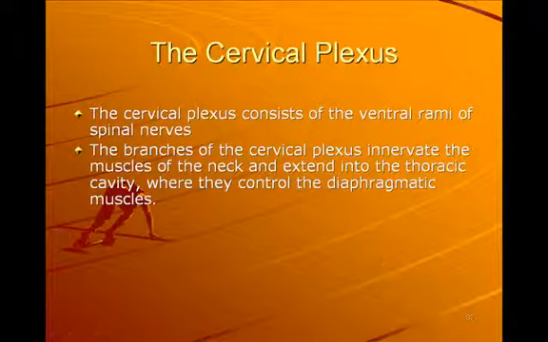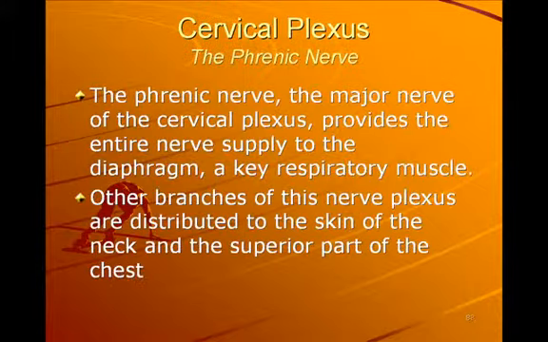Cervical plexus consists of ventral rami spinal nerves. The branches of the cervical plexus innervate muscles of the neck and extend into the thoracic cavity, where they control diaphragmatic muscle. That's important to know. Again, cervical plexus innervates the muscles of the neck and extend into the thoracic cavity, where it controls diaphragmatic muscles, meaning the muscles of respiration.